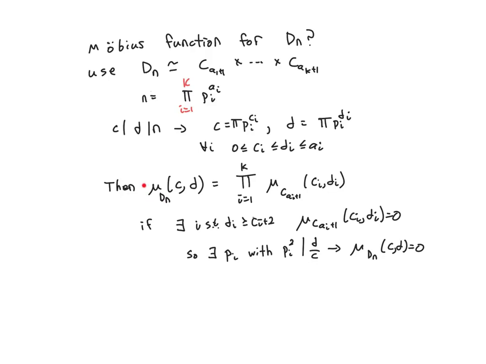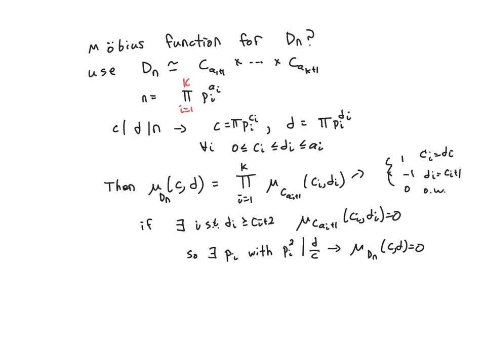Well then, we see under our bijection between these two posets that mu of dn of C and D is the product of the Möbius functions of the individual posets. And then C gets sent to Ci and D gets sent to Di under our isomorphism. And so this Möbius function is this product of Möbius functions. Again, as I already mentioned, these factors are either 1, -1, or 0: 1 when Ci is equal to Di, -1 when Di is Ci plus 1, and 0 otherwise.